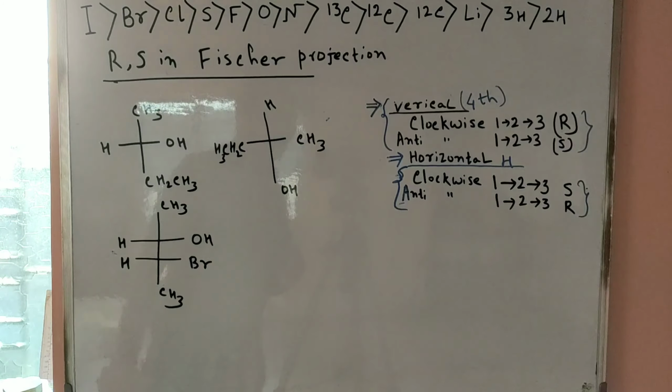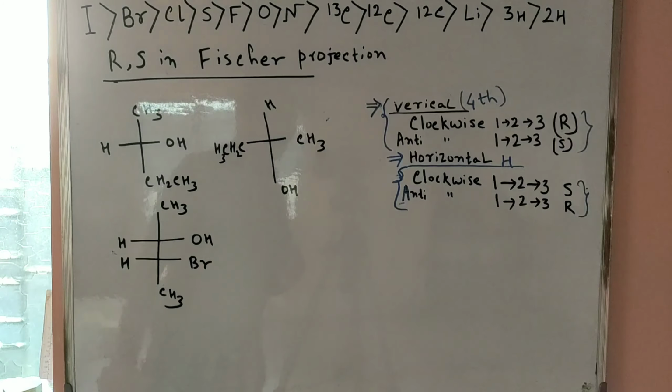Here, as per our priority order, this one is 1, this one is 2, this one is 3, and this one is 4. So 1 to 2 to 3 is clockwise rotation, but hydrogen is upside, so we can easily say that this configuration is S. When we consider this one, 1, 2, 3, 4, with 1 to 2 to 3 clockwise and hydrogen downside, this one is R configuration. So you can simply say the vertical rule: the fourth group is downside, so clockwise rotation is R.